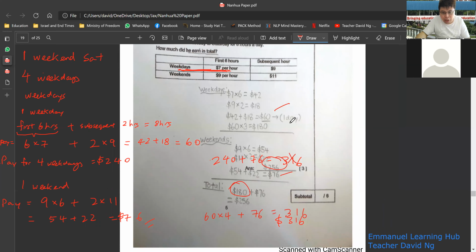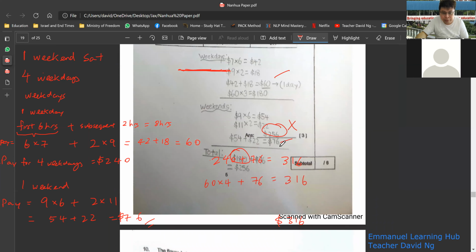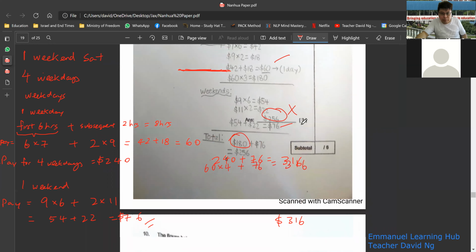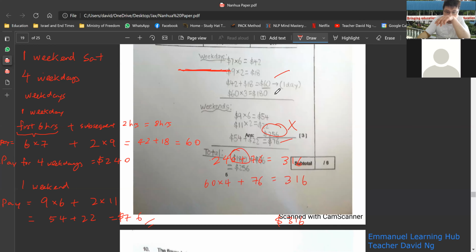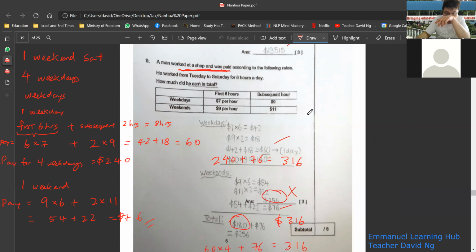Yeah, I put a tick here because it's right. This part is wrong already. This part we put 180. If you put 240, you would have gotten it correctly. And with this part, but why do you times 3? Because you counted Tuesday to Friday, right? 2 to 5, right? It's 3. Yeah.